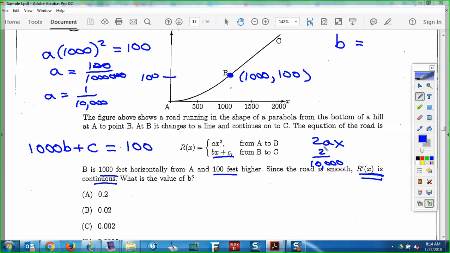Okay, if I put the 1 over 10,000 in for A, and then I put what in for X, because I want to know the slope right at this point, 1,000. So I know the slope of the parabola is 2AX by just doing the derivative. I found out already that A is 1 over 10,000, and so now those 3 zeros, cancel those 3 zeros, I get 2/10 or 0.2. So the slope there is 0.2. Now what they want, the value of B? Yeah. And so that's got to be 0.2.